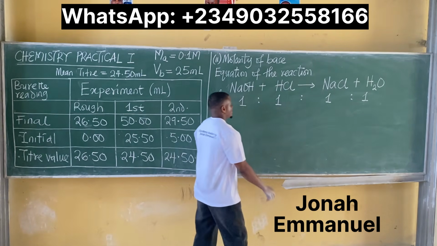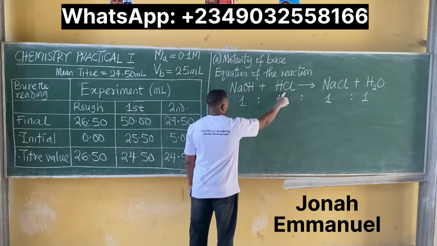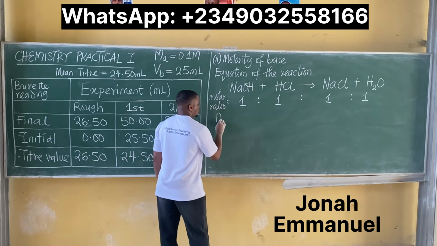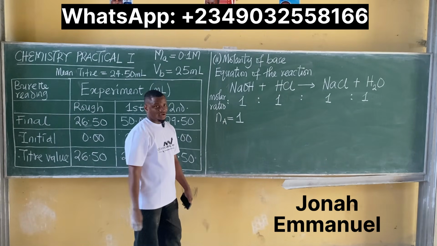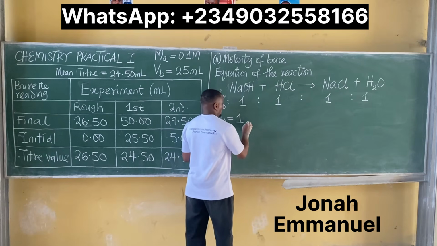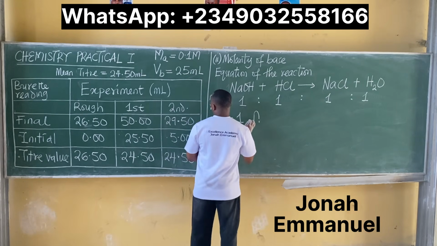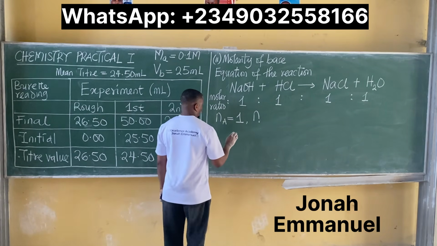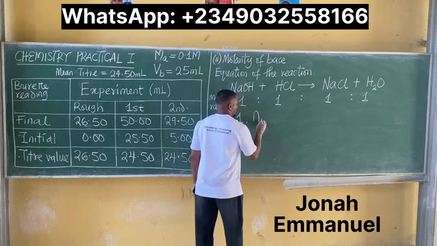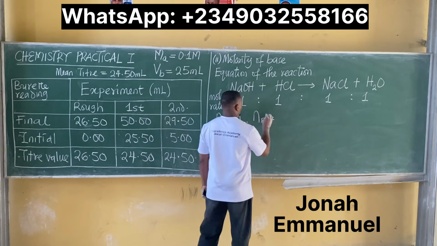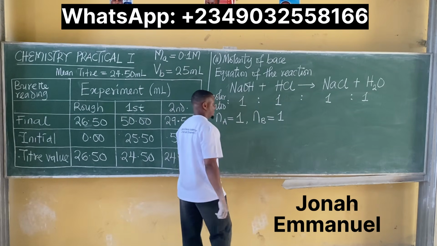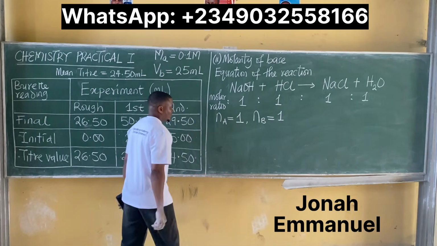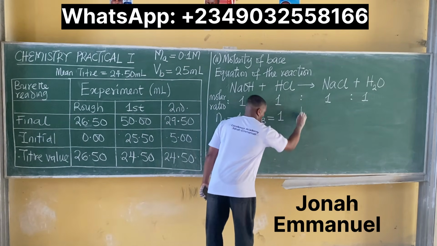With this, the acid is HCl. We can say the number of moles of the acid, A, is equal to 1 from the balanced equation of the reaction. Also for the base, the number of moles of the base, capital B, is equal to 1, since the base is sodium hydroxide. So we have this.